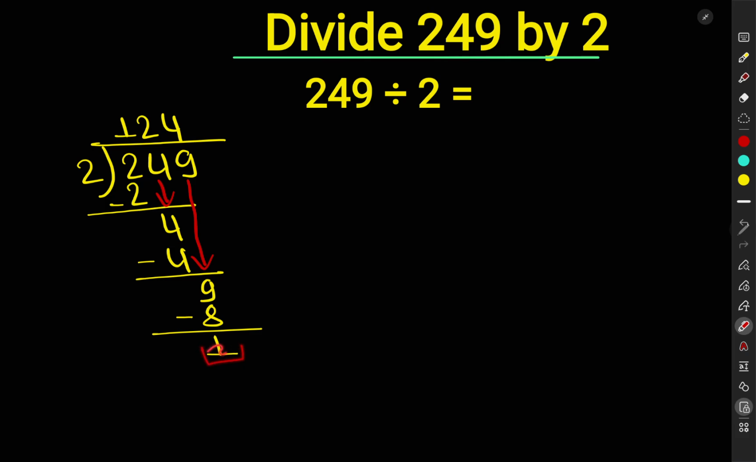So now this 1 is less than 2 and there is no other number beside. So we put here a decimal so that we take 0. So now it became 10 and 2 times 5 means 10. On subtracting we get 0. So 249 divided by 2 is 124 decimal 5.